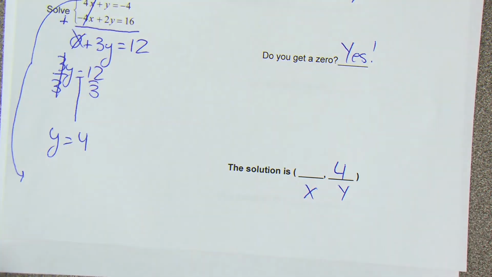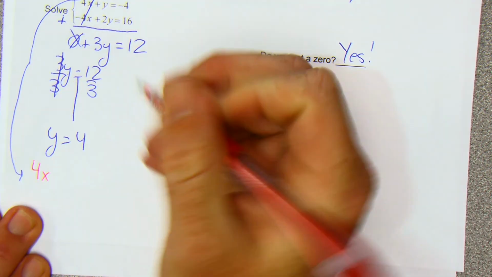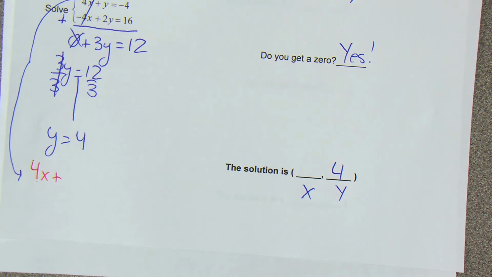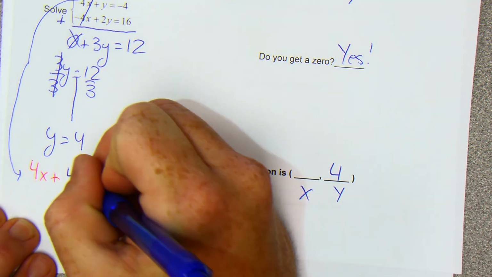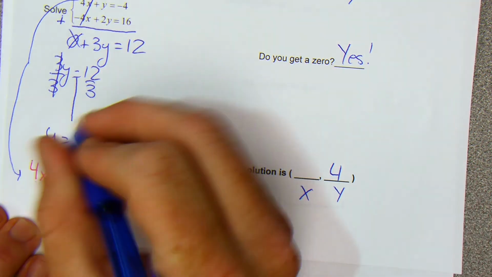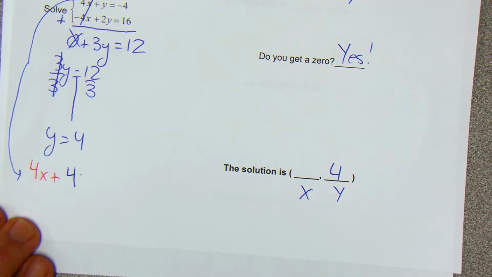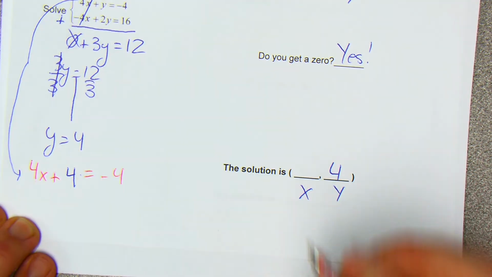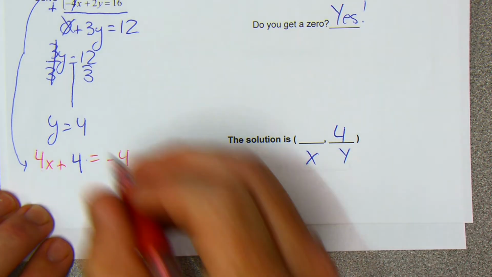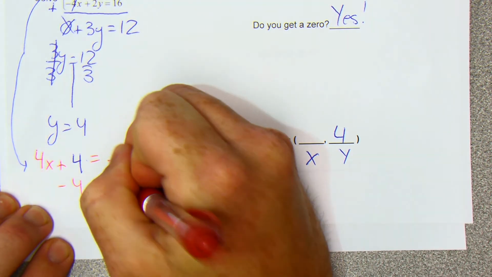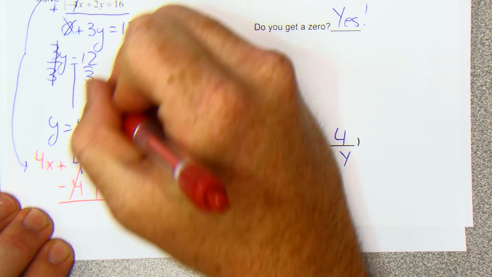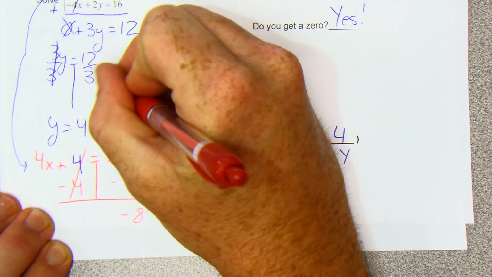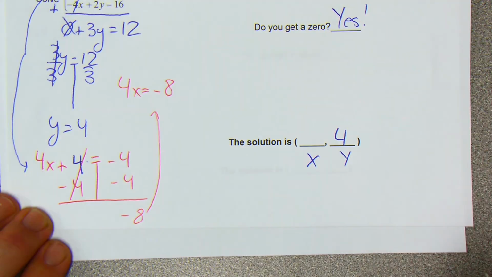So we have 4x plus, and now instead of y, I know what my y equals. My y equals 4. I have a value for that, so it's going to be plus 4, and we will set that equal to negative 4. I'm just going to solve for x. Subtract 4 first. Negative 4 minus 4 is negative 8. These cancel out, so I'm left with 4x equals negative 8.